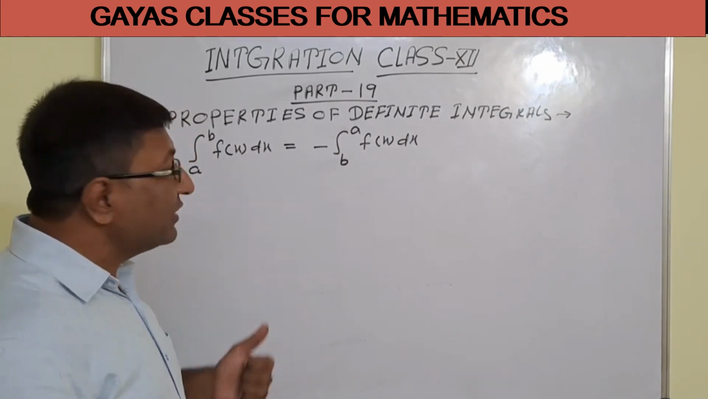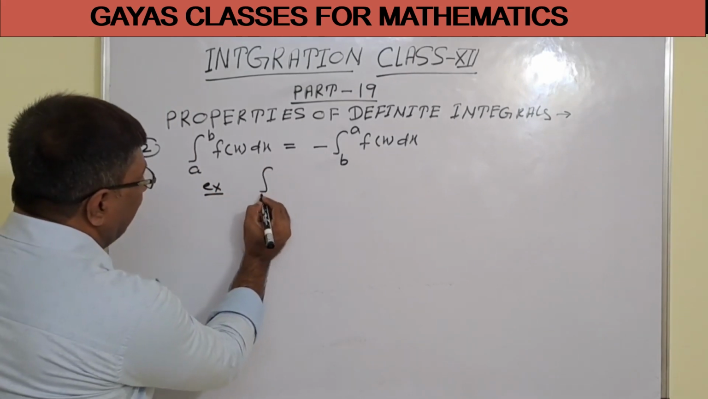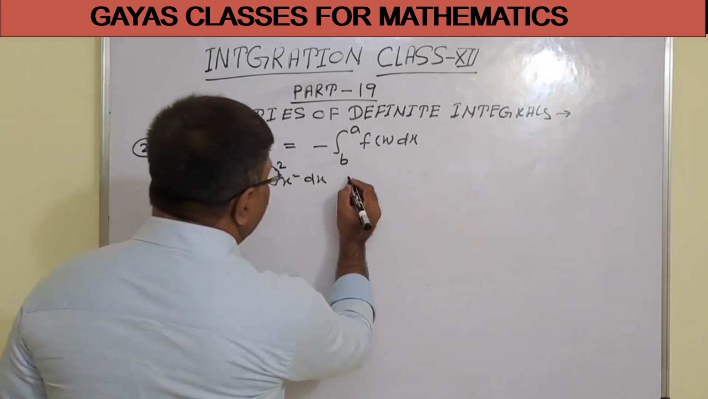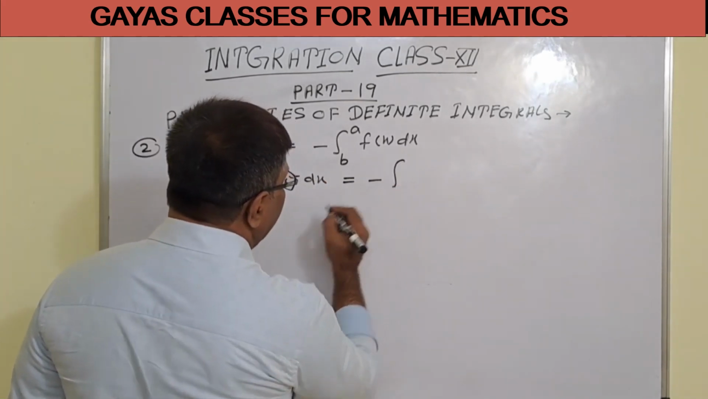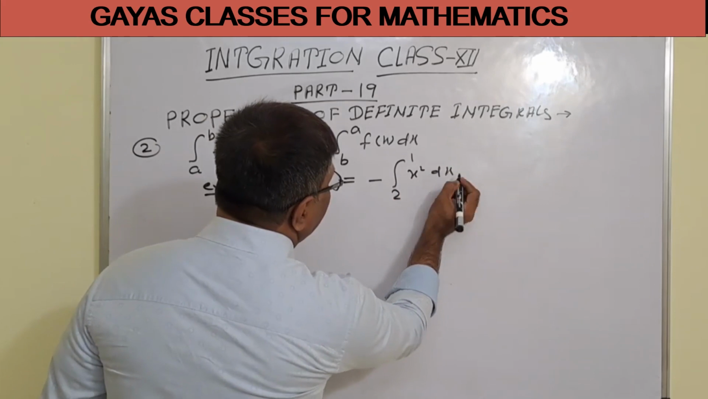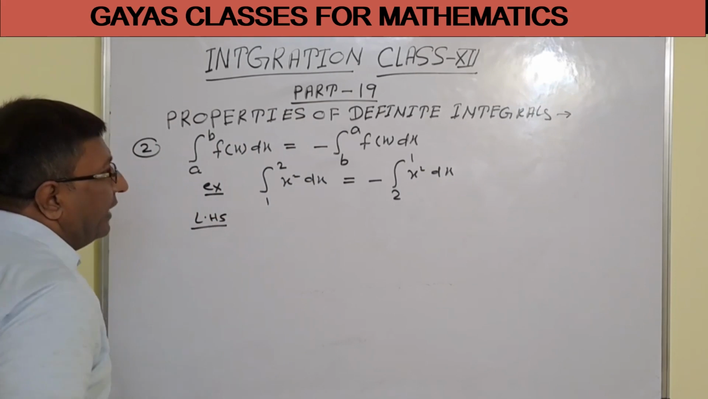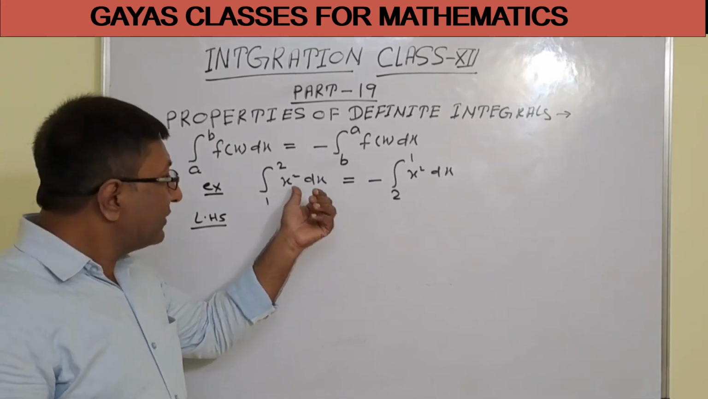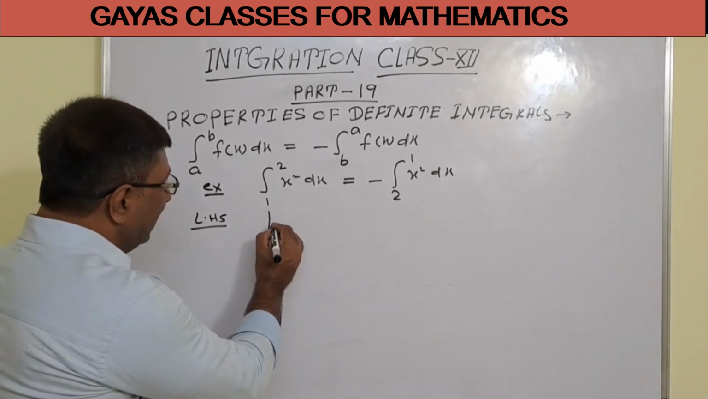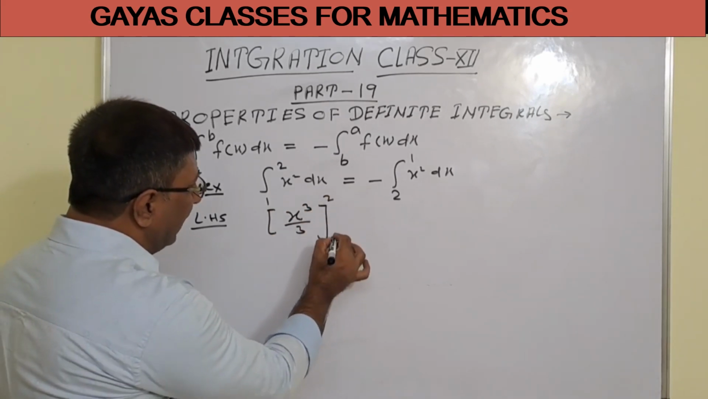So we are just proving this with a simple example. See, suppose we are taking the example, this is 1 to 2, and this is x square dx. Then this will be minus of, interchanging the limits, so this is 2, this is 1, and this is x square dx. So now we are taking only LHS first. So LHS is the integral from 1 to 2 of x square dx. So integration of x square, you know, is x cube by 3. Upper limit is 2, lower limit is 1.